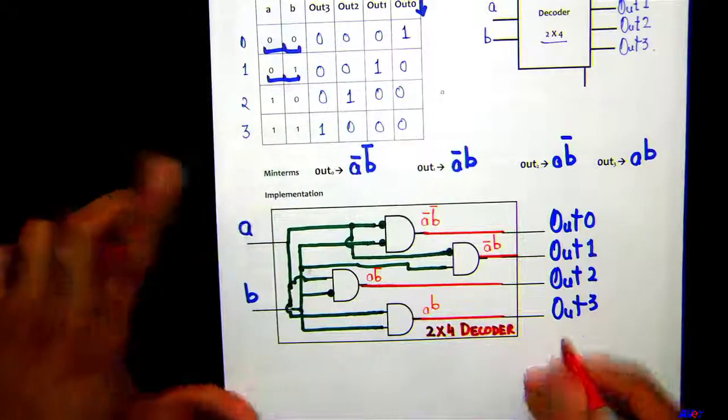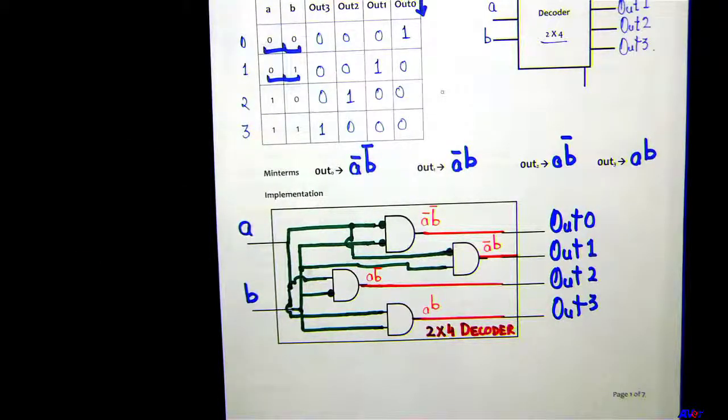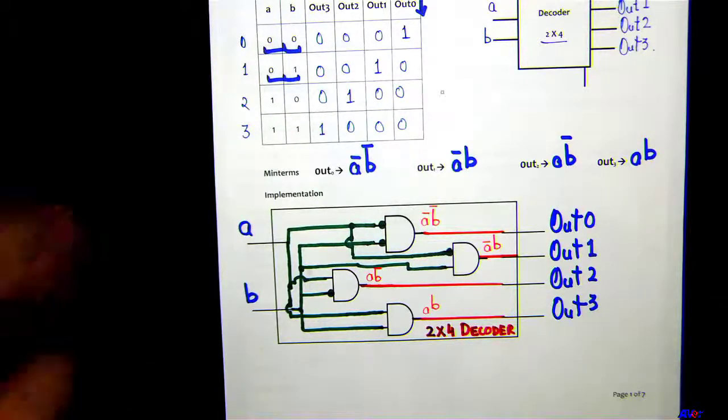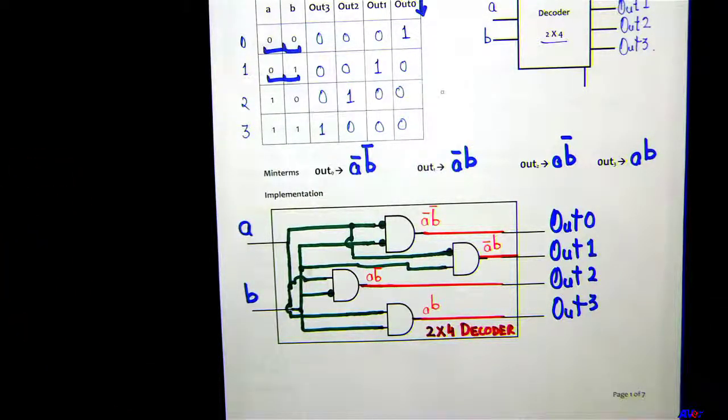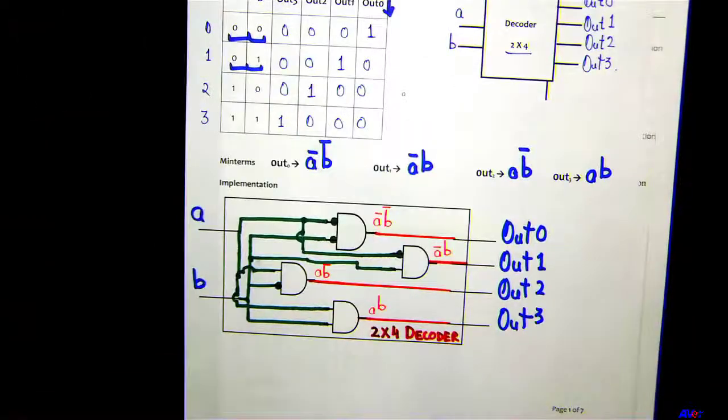Again, just like the encoder, these are combinational circuits, and this is what goes inside a 2x4 decoder. If we have a decoder that has 4 inputs, how many outputs we would have? 4 inputs, how many outputs? 16. 2 to the power 4 is 16. All right. Let's move on to our next.